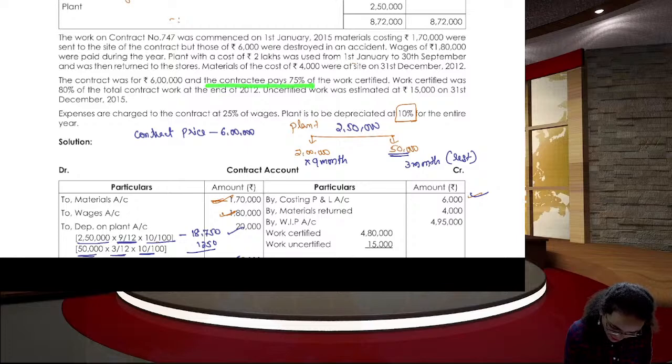And the contractee pays 75% of the work certified. Cash received is 75% of work certified. That is what is given here.